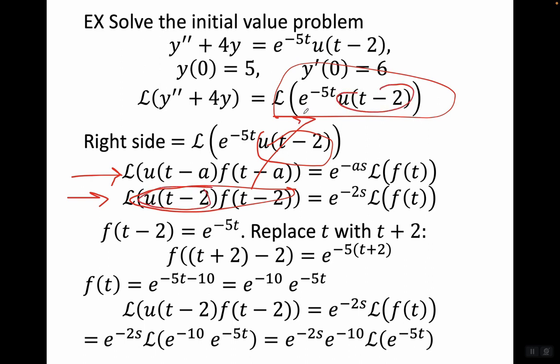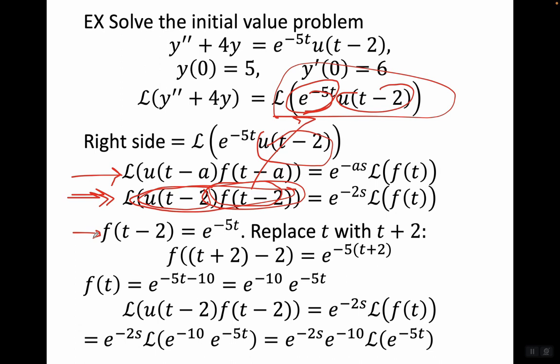This particular formula has e to the negative 5t. So we can see that if we're going to apply this formula, all we have to do is regard f of t minus 2 to be e to the negative 5t. So f of t minus 2 is e to the negative 5t. It would be really helpful if we knew what f of t was.